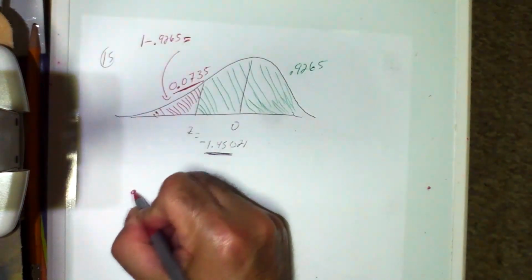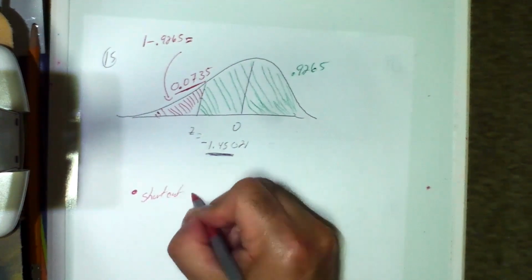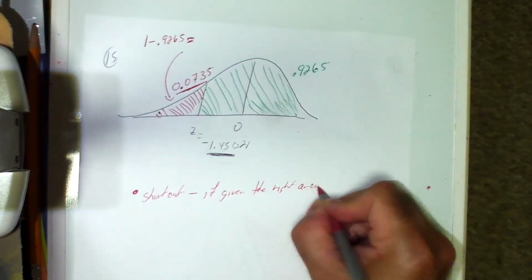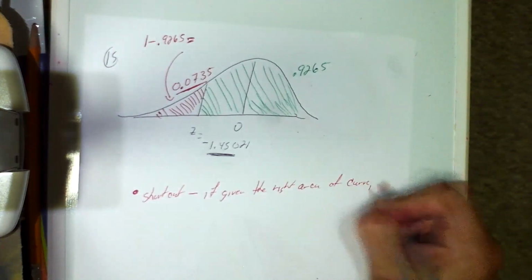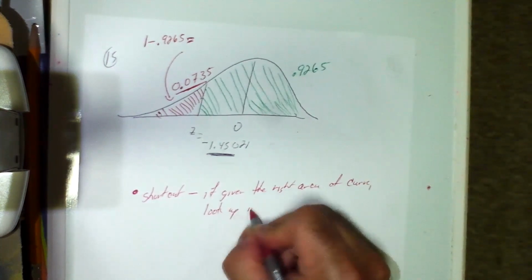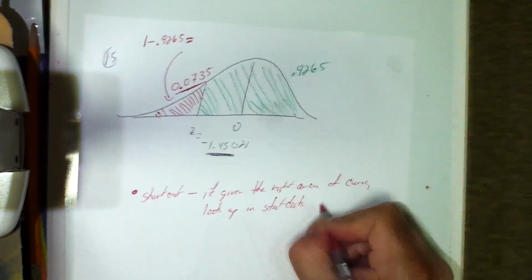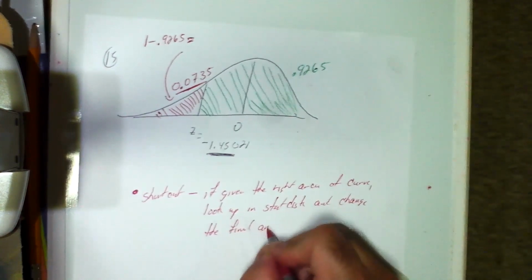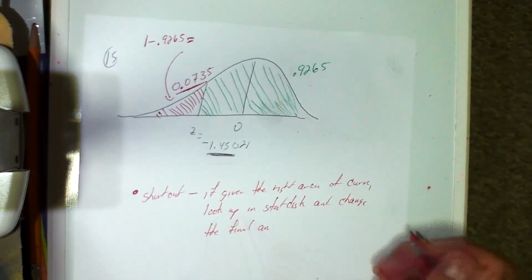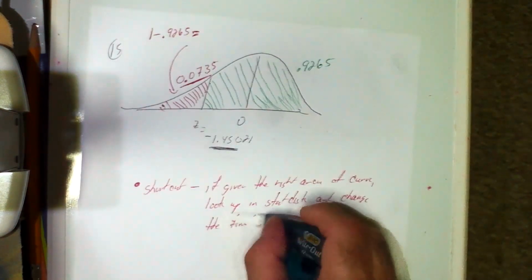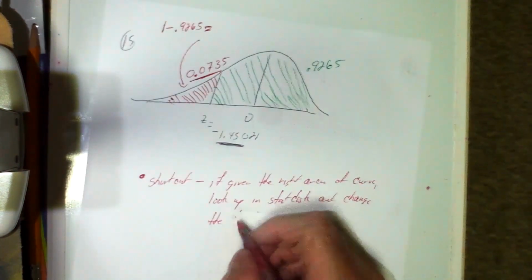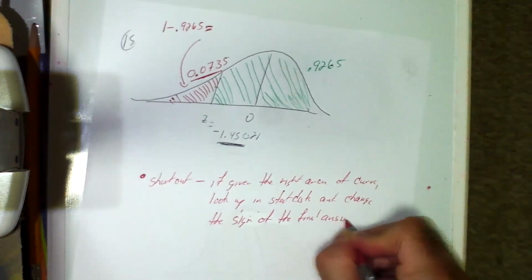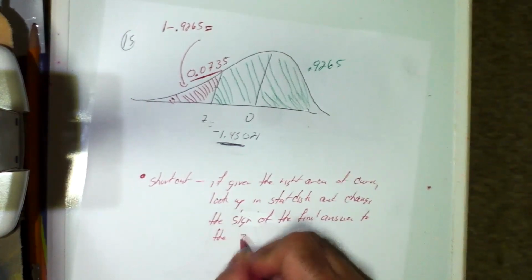So, shortcut: if given the right area of the curve, look up in StatDisk and change the sign of the final answer, the z value. Change the sign. I got too excited.